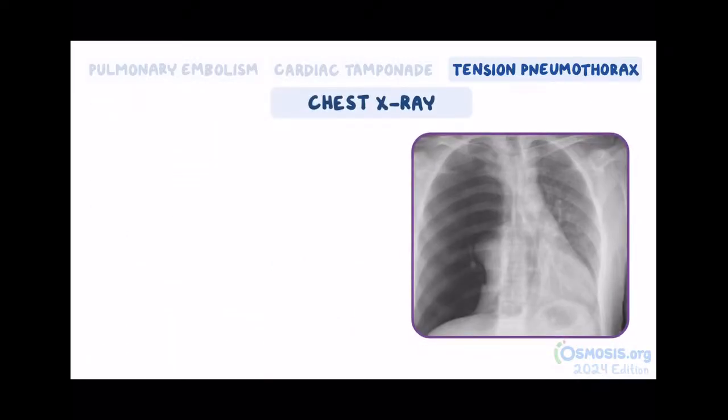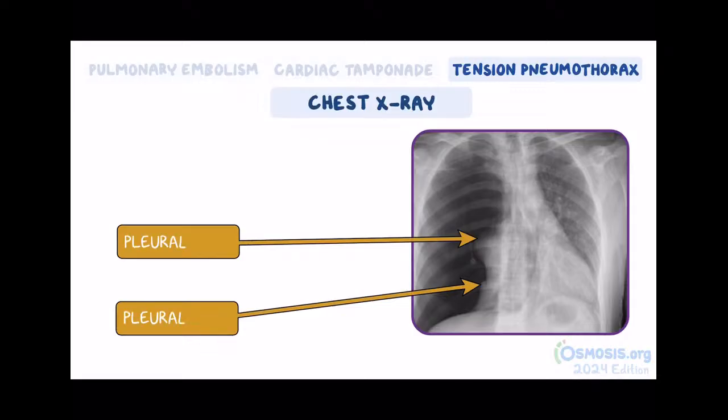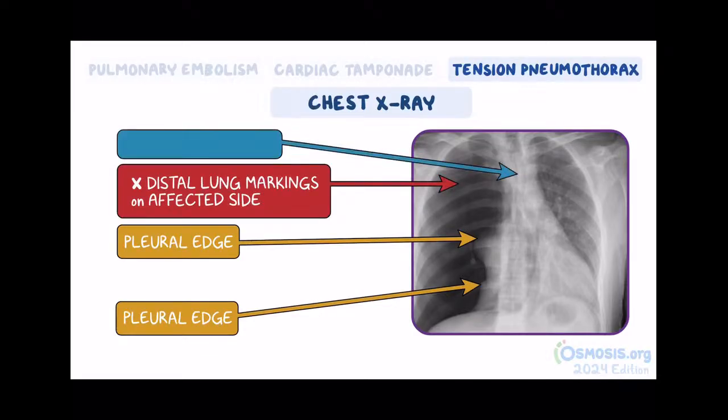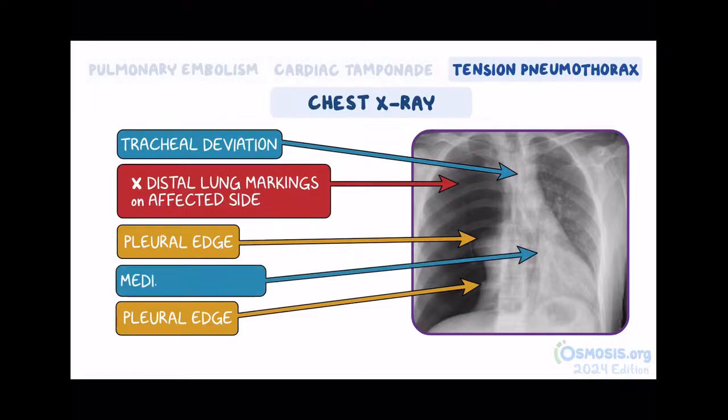Sometimes, you can order a chest X-ray to detect a visible visceral pleural edge with absent distal lung markings on the affected side, as well as tracheal deviation and mediastinal shift toward the opposite side.